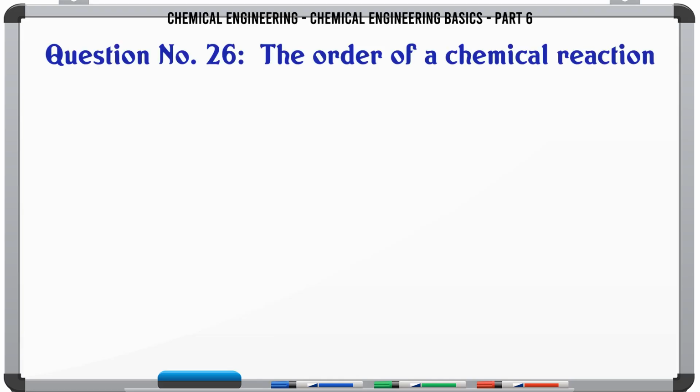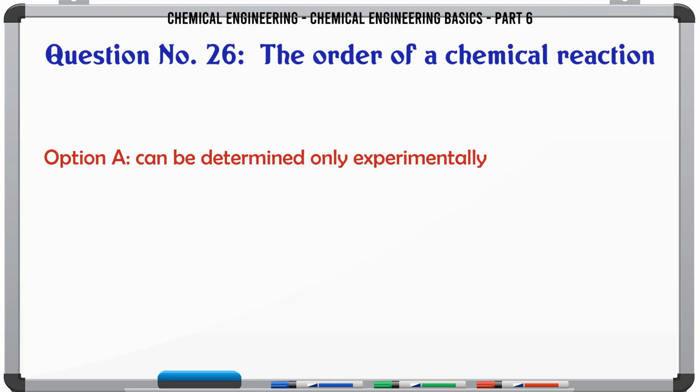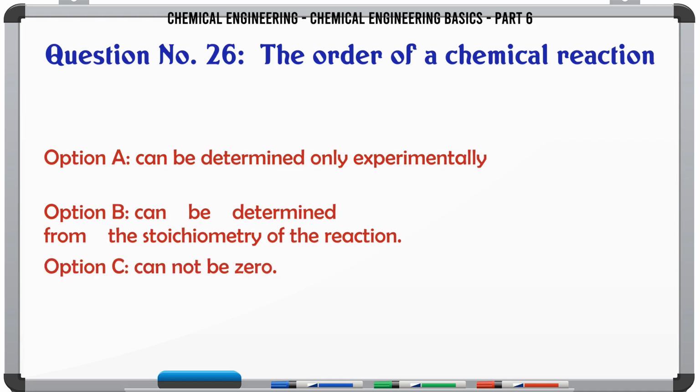The order of a chemical reaction. A. Can be determined only experimentally. B. Can be determined from the stoichiometry of the reaction. C. Cannot be zero. D. Can be fractional.